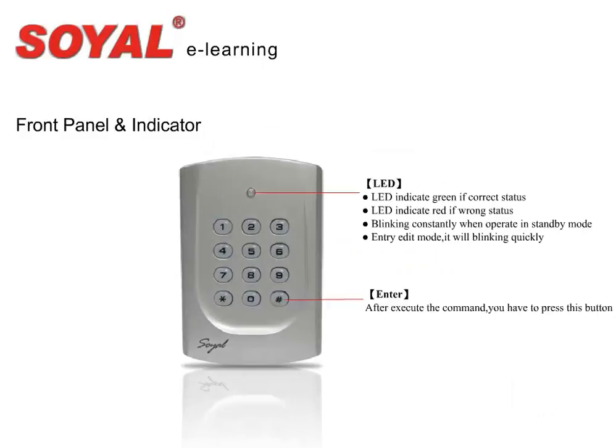First, the indicator of LED light and the function of button. At the correct status, the LED indicates green light. At the wrong status, the LED indicates red light. LED blinks constantly when it operates in standby mode. In entering programming mode, it will blink quickly. The keypad: the pound means enter. When you execute the command, you need to press pound to enter.